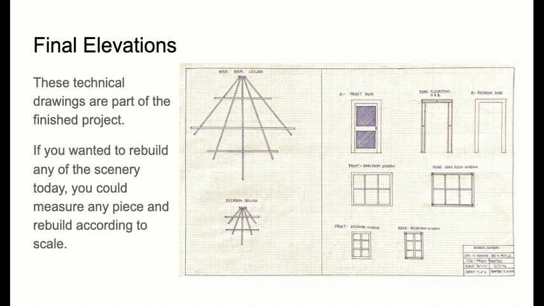And then you'll see front and rear elevations for that main room window and front and rear elevations for the bedroom window. Important to note that because these are final elevations and technical drawings, you could take these and use a scale ruler and measure them and measure those angles and build a set that looks identical to the one you're about to see.